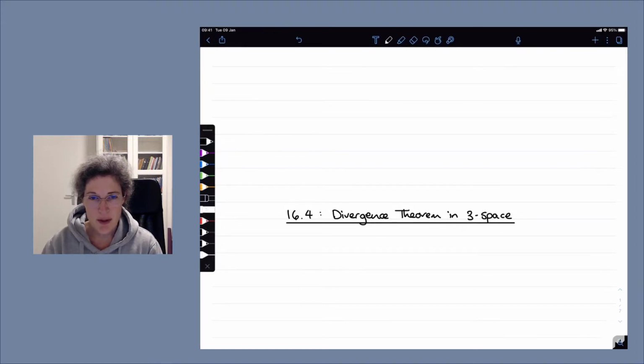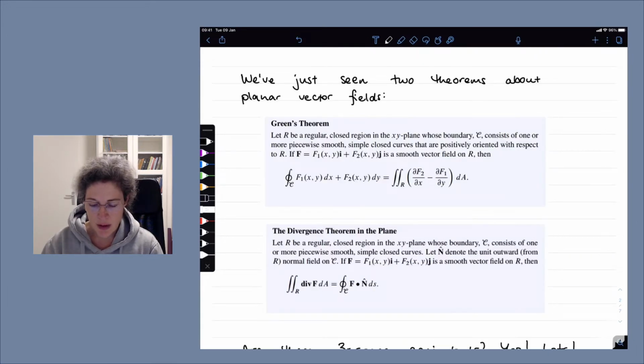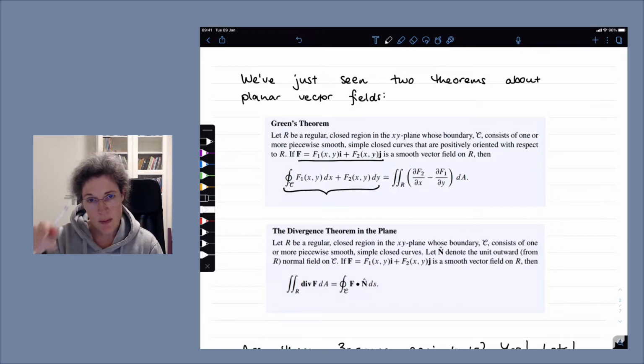Right, so now it's time for us to have a look at a theorem dealing with vector fields in 3 space. And this is in particular going to be a divergence theorem. So far we've been looking at vector fields that are planar, so only have x and y components. And we've seen that with Green's theorem we can link together the macroscopic circulation of our vector field with the microscopic by summing over the whole region.